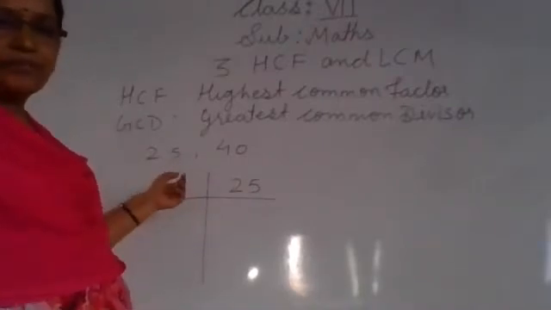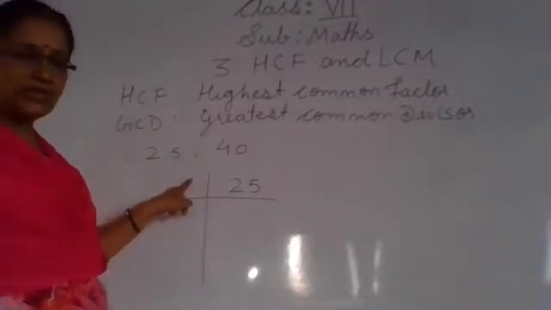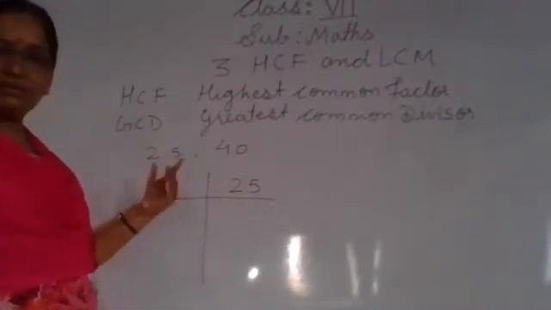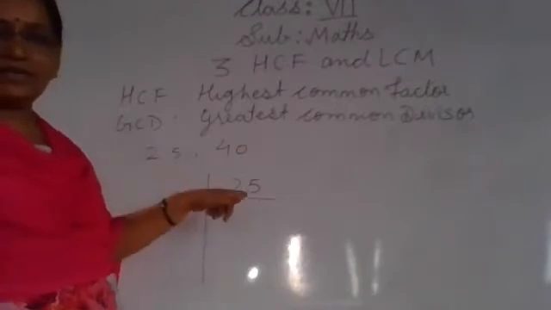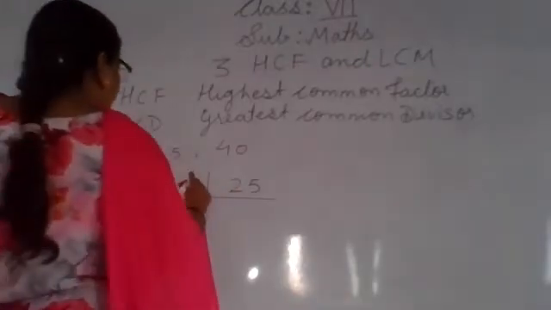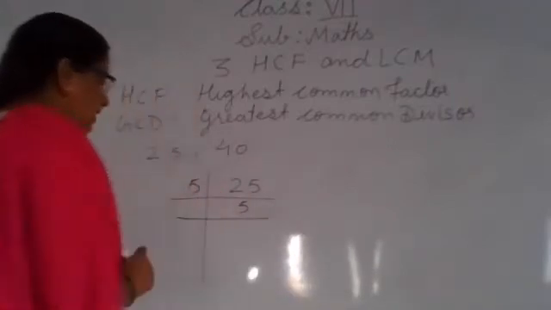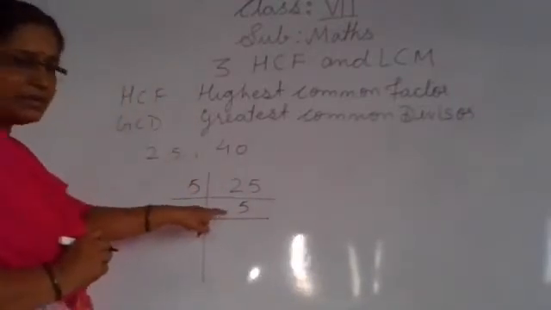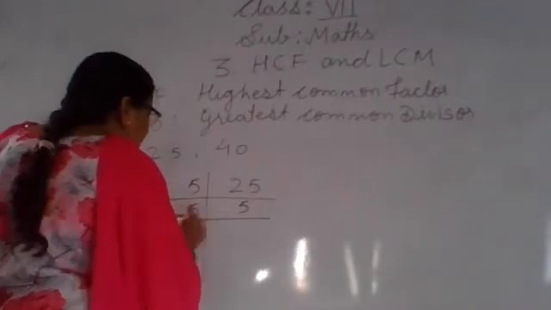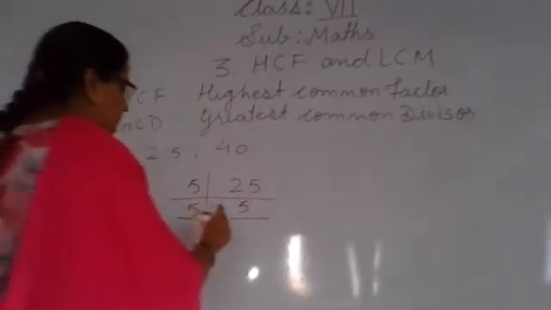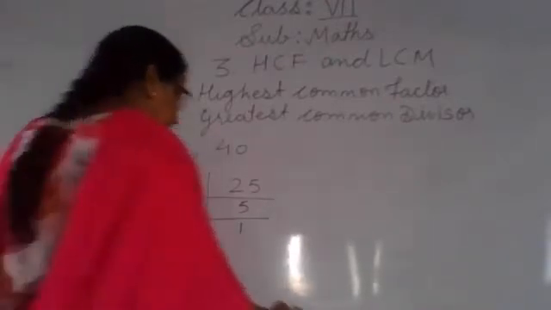So let us see the next prime, 3. But 25 is not divisible by 3. So we will take the next prime. It is 5. 5 5s are 25. Now here 5 is the remainder. So once again we will divide it by 5. 5 ones are 5. Okay.